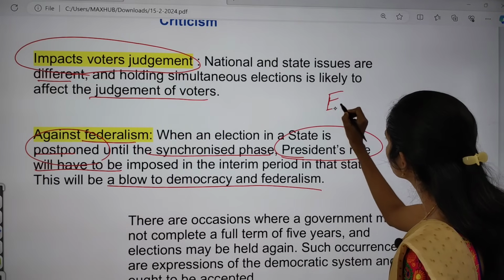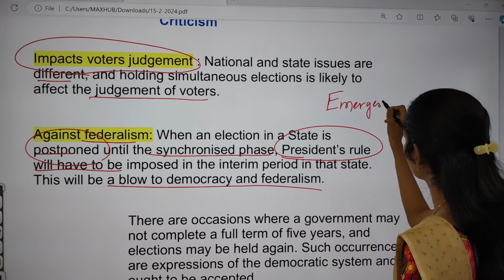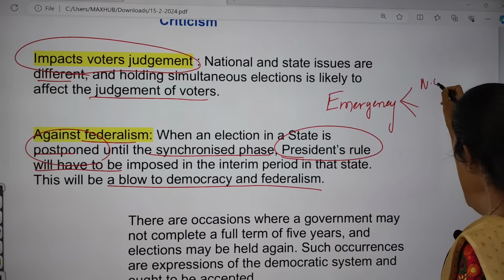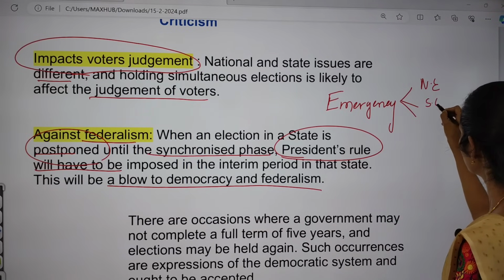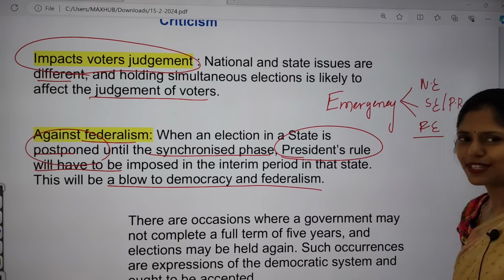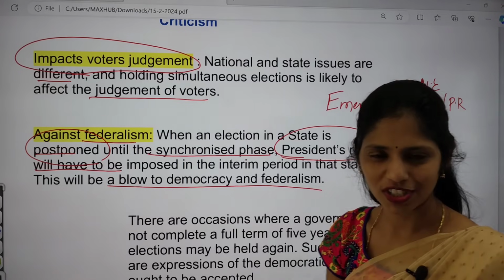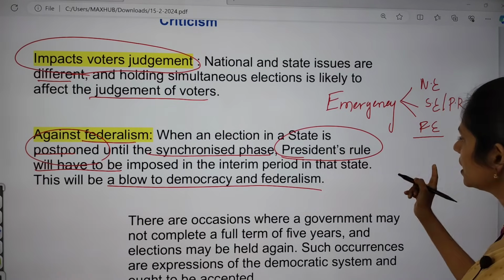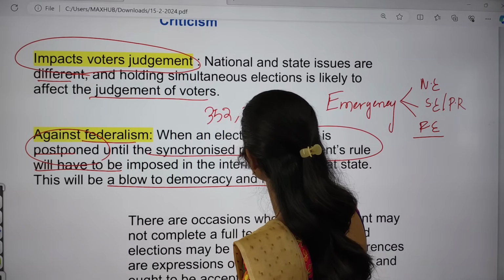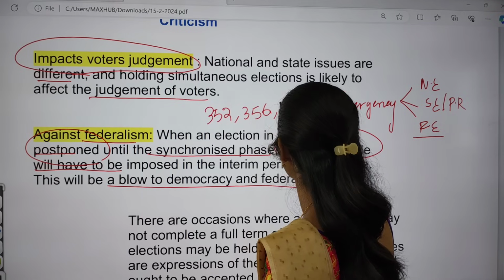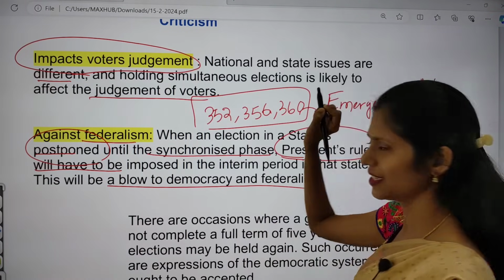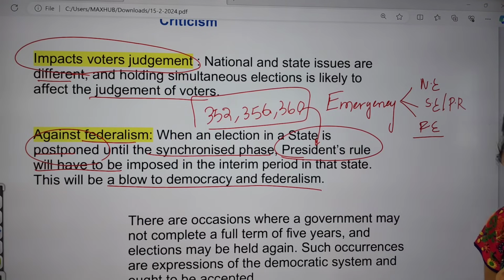In our constitution we have these emergency provisions. In this emergency we have 3 types of emergency. First one is national emergency. Second one is state's emergency, also called president's rule. And we have financial emergency. I will be telling you the articles which deal with these emergency provisions. So please let me know which article suits president's rule: Article 352, Article 356 and Article 360. Out of these 3 articles, which article is talking about president's rule? Please let me know.